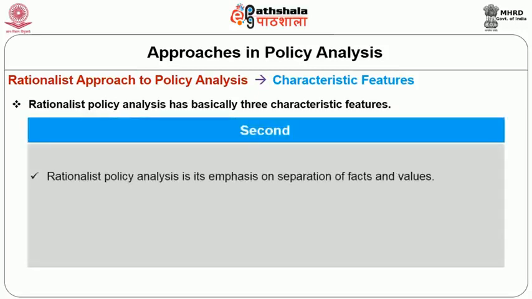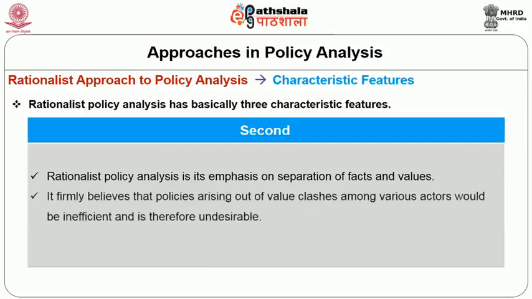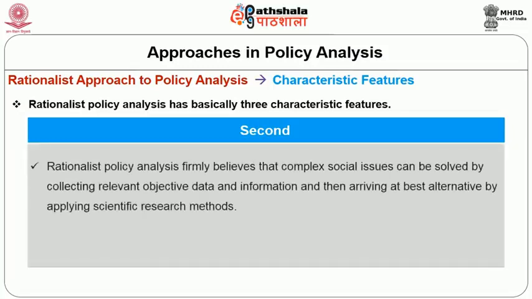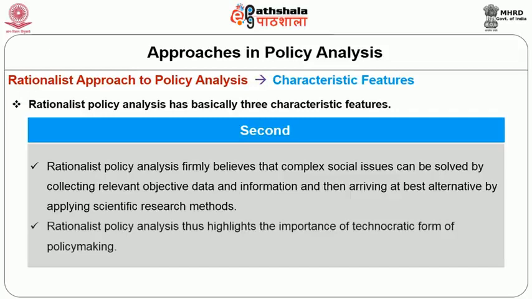The second characteristic of rationalist policy analysis is its emphasis on the separation of facts and values. It firmly believes that policies arising out of value clashes among various actors would be inefficient and are therefore undesirable. Politics should not interfere in the policy-making exercise. Rationalist policy analysis firmly believes that complex social issues can be solved by collecting relevant objective data and information and then arriving at the best alternative by applying scientific research methods. Rationalist policy analysis thus highlights the importance of a technocratic form of policy making.